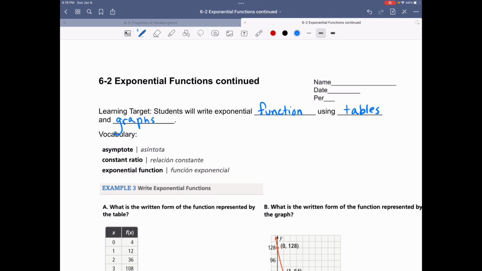The vocabulary for today is asymptote, asíntota, constant ratio, relación constante, exponential function, función exponencial.